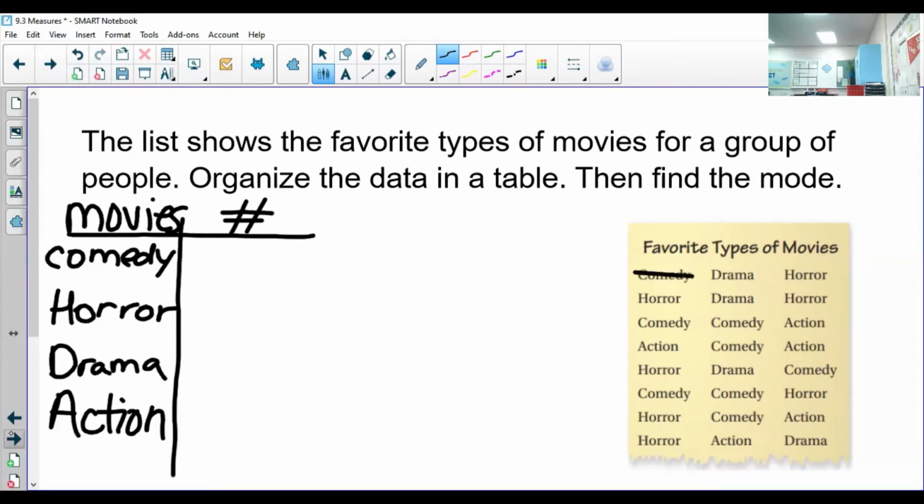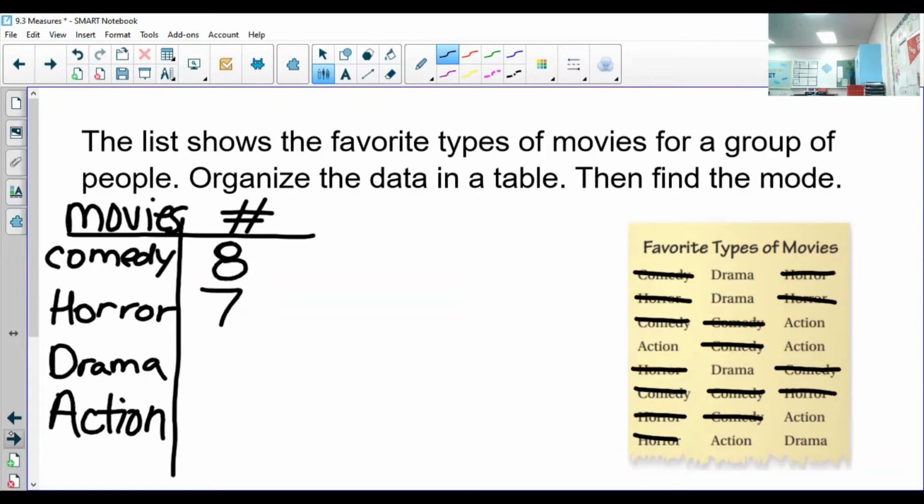There's 1, 2, 3, 4, 5, 6, 7, 8. Comedy. People chose comedy as their favorite. For horror, we have 1, 2, 3, 4, 5, 6, 7. 7 horror movies.